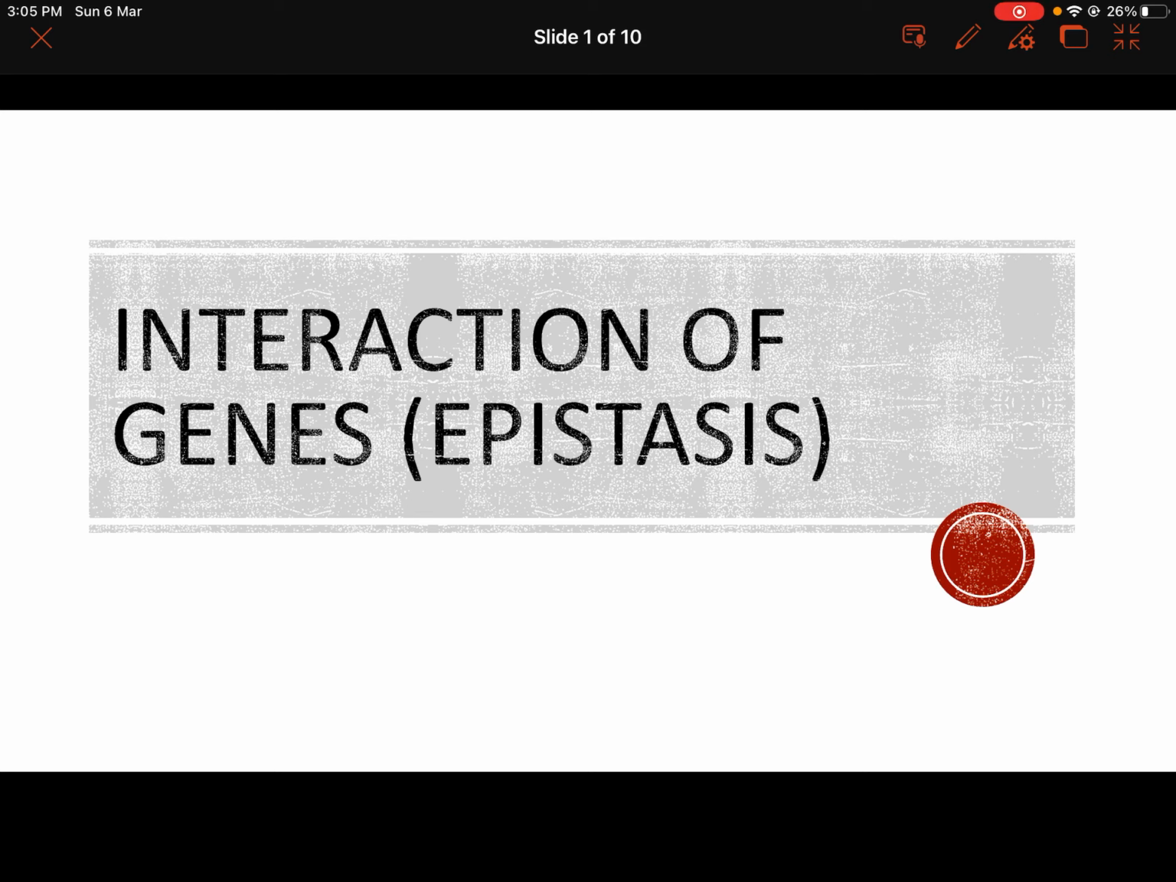Today I am going to explain interaction of genes. What is interaction of genes? But first, before going to interaction of genes, we have already understood interaction of alleles in Mendel's law of inheritance. What happened there? In the first law of Mendel, that is the law of segregation of gametes, at the time of gamete formation, one allele goes into a separate gamete.